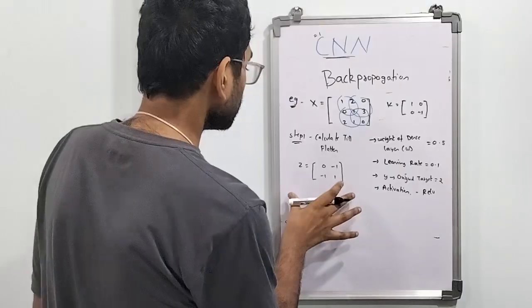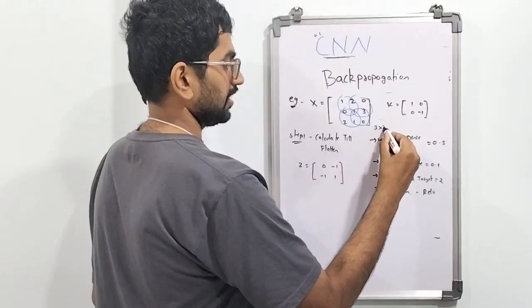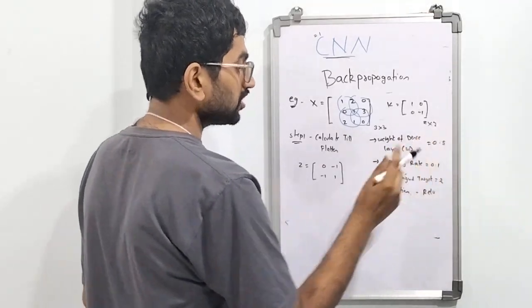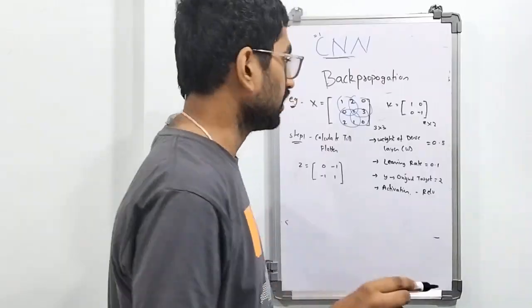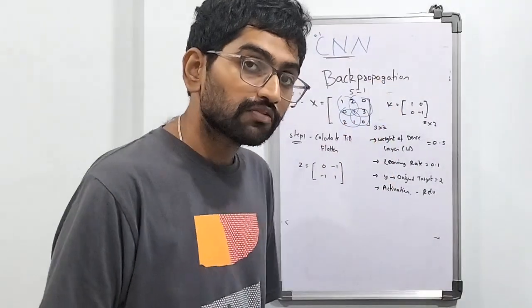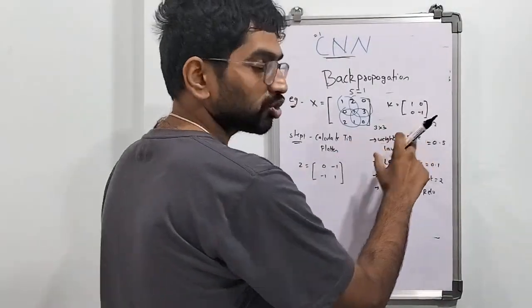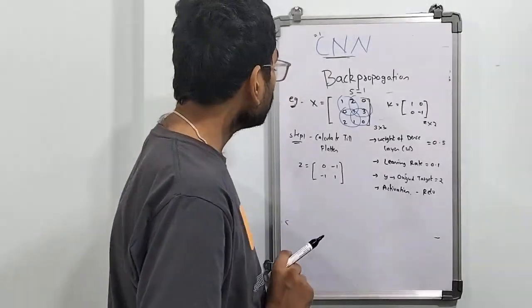So after you get these matrices, here 3 cross 3 and 2 cross 2, how do you check whether the matrix you got is correct or not? Same formula, n minus f plus 1, and here we keep stride s as 1, let's say. So n minus f plus 1 means 3 minus 2 plus 1, which is 2. We formed a 2 cross 2 matrix, which means it's correct.